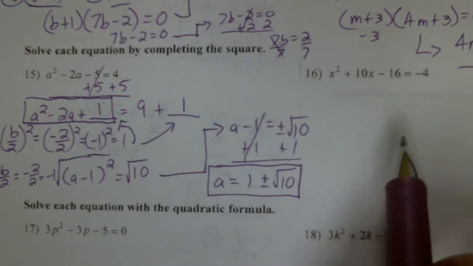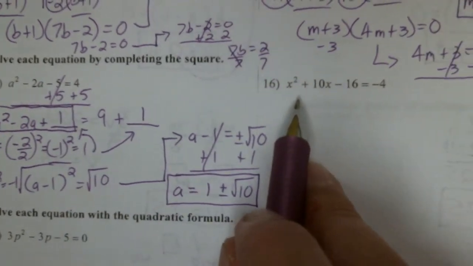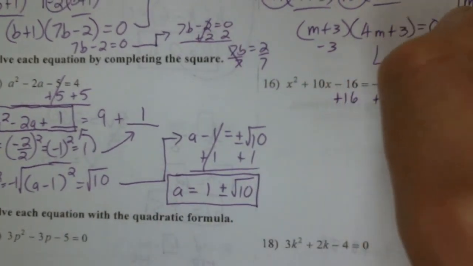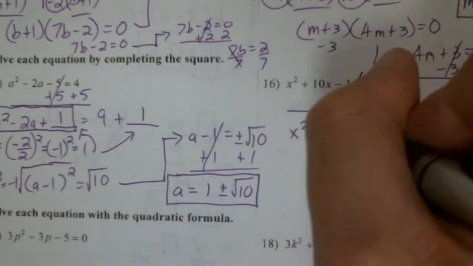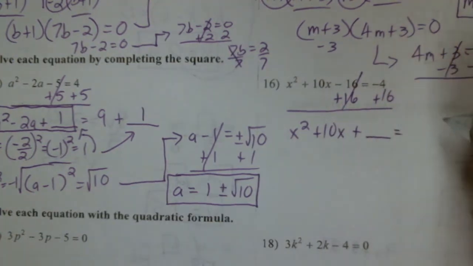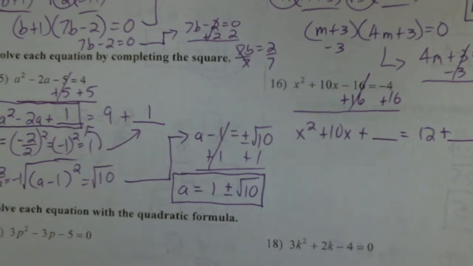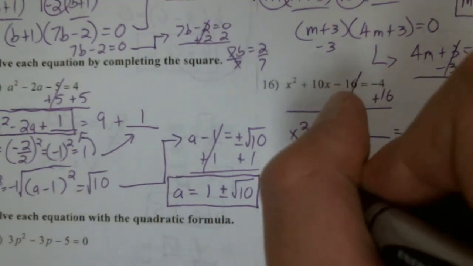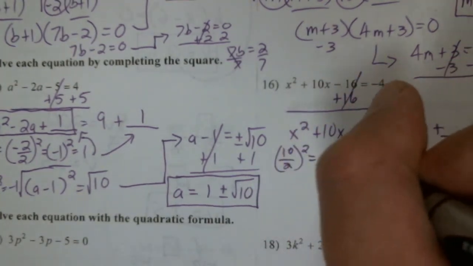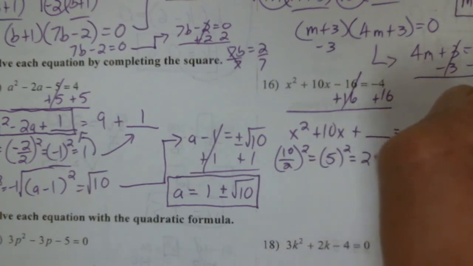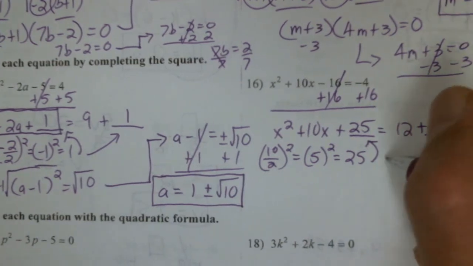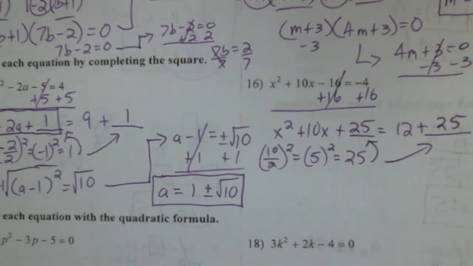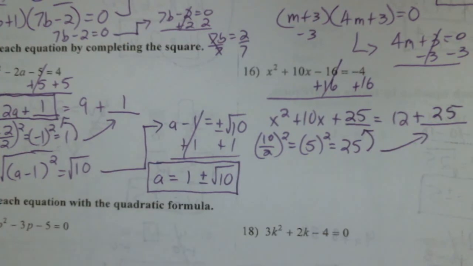Okay, so next one, completing the square. I got to isolate the constant, so I'm going to add 16 to both sides. So x squared plus 10x, here's my blank, and then that's going to be equal to 16 minus 4, that's going to be 12, plus another blank. Half of b squared: I take half of 10, which is 5, and I'll square that, which is 25. So I'll take a 25 and stick it in that blank. I'll stick that same 25 in the blank on the other side of the equation, keep it balanced.